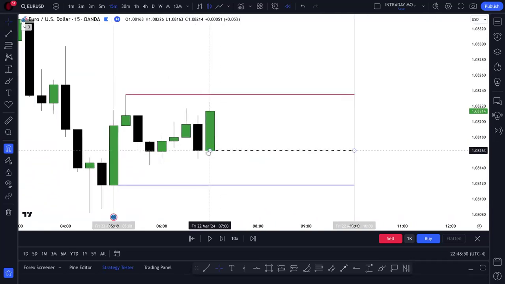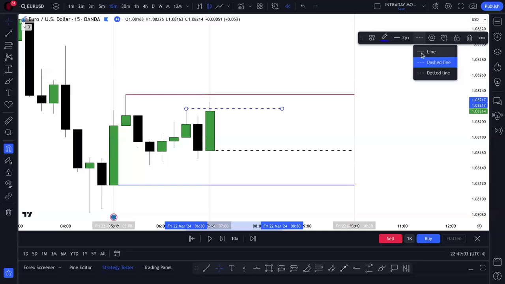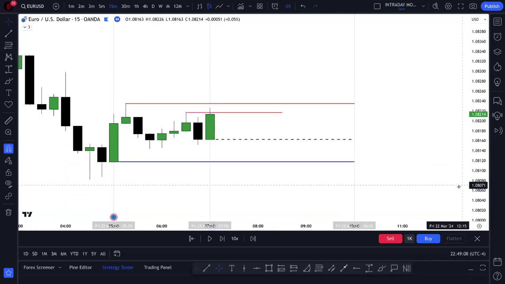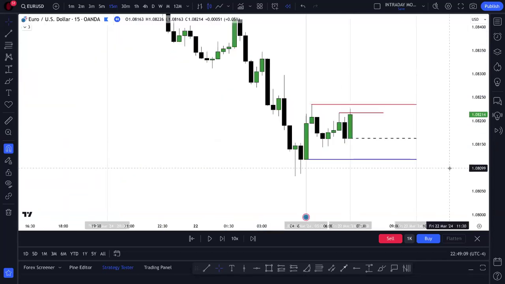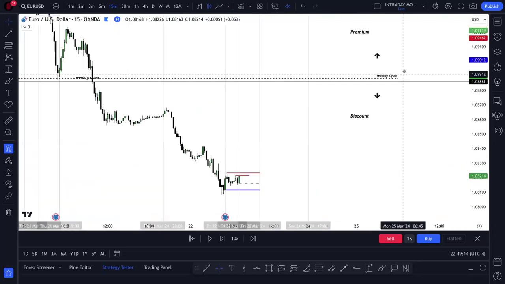7 a.m. opening price. Price raids what? Buy side. Right here. Raids buy side. But I want to show you something. Red. We are below the weekly opening price. There it is. When this is happening.